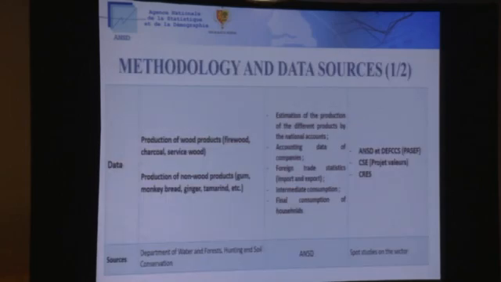For the methodology, the data on production of wood products and production of non-wood products are provided by the Department of Water and Forests, and INSD, the National Agency of Statistics, provides estimation of the production of the different products from the national accounting data of companies, foreign trade statistics, intermediate consumption, and final consumption of households. And we also use some spot studies on the sectors.